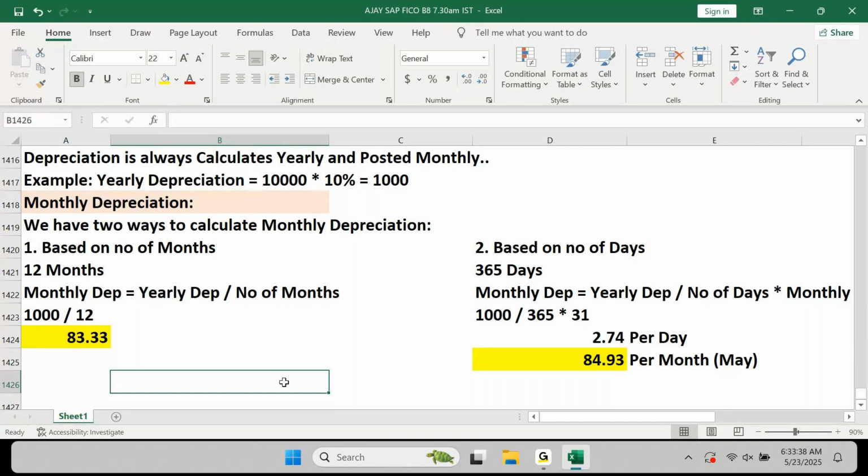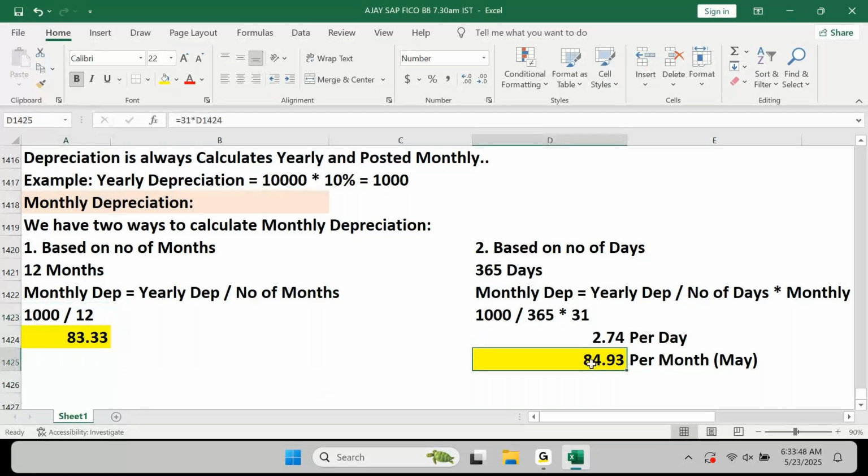On a monthly basis, there is a slight difference, but if you take 1 year depreciation, if you total 12-month depreciation, it is the same 1000. If you take 12-month depreciation, again it is the same 1000.